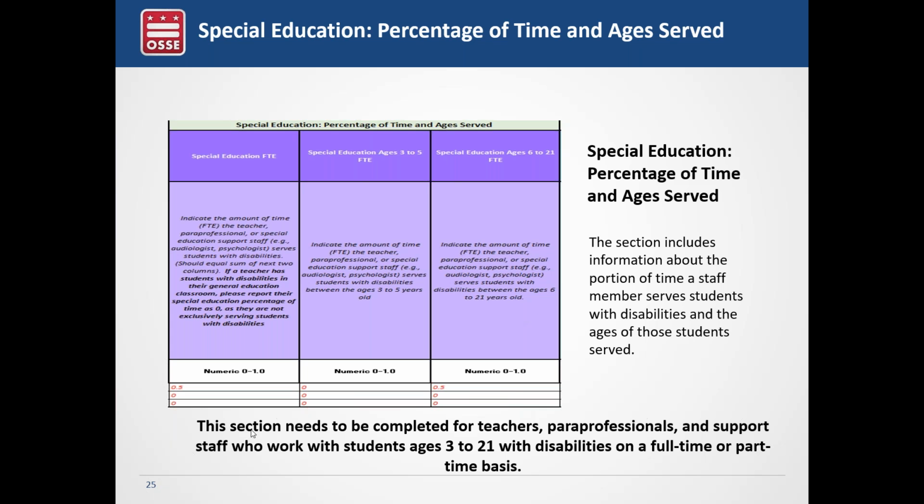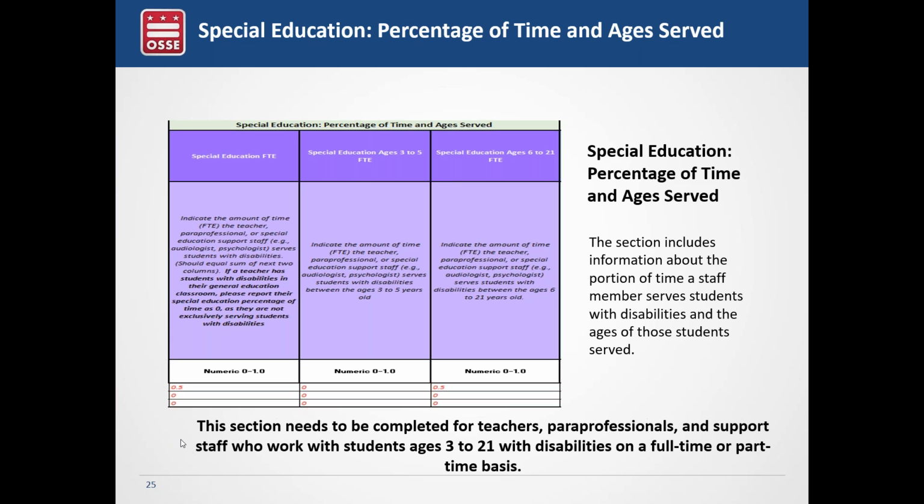Laura, can you go? Do we have a question? Yeah, we do have a question. So someone asked, they're a charter school that specifically works with special needs students over 21. How would they put them in the 6 to 21 bucket?